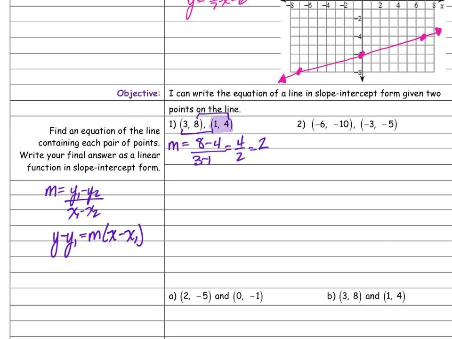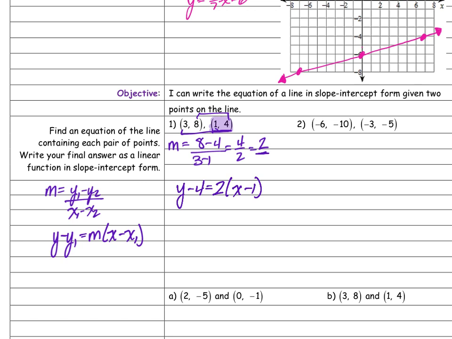So now I'm going to take my point, which I highlighted, and my slope, which I just found, and plug it into my point slope form. So I have y minus 4 equals 2 times x minus 1. Is everyone okay with putting the equation into point slope form? Okay. So I've got it into point slope form.